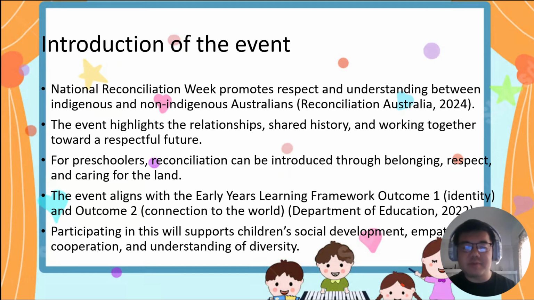We can introduce belonging, respecting, and caring for the land to preschoolers aged 3 to 5, and these events align with the EYLF Outcome 1: Children have a strong sense of identity, and Outcome 2: Children have a connection to the world. Participation in the event will strengthen children's social development, empathy, cooperation, and understanding of diversity.